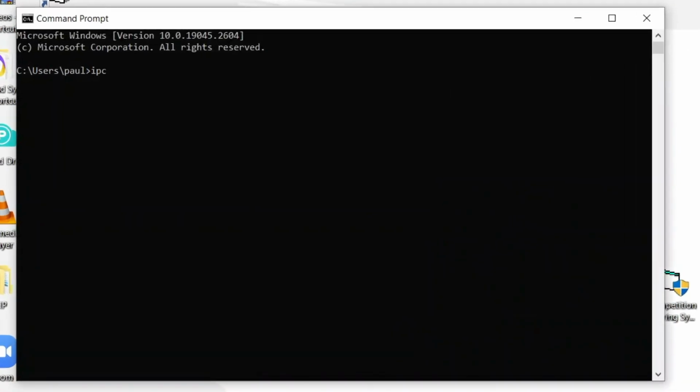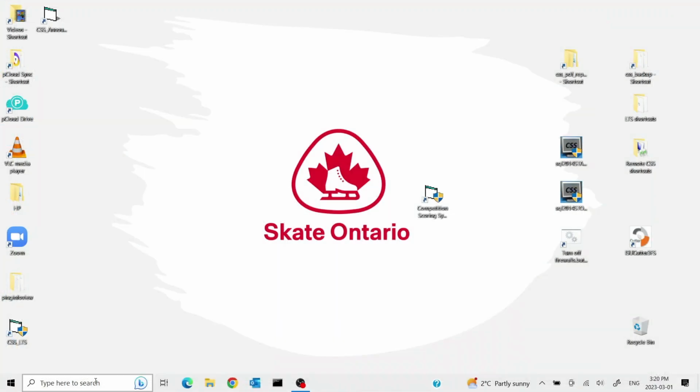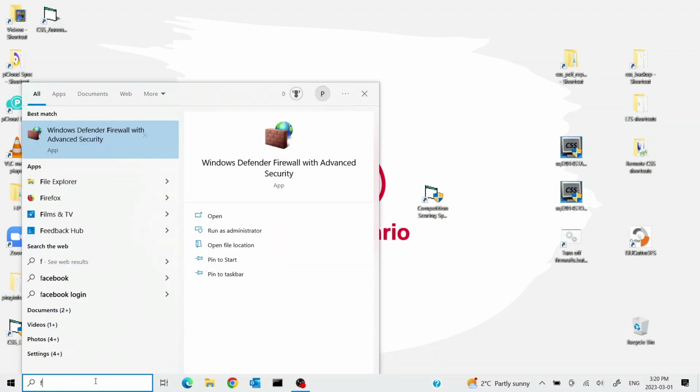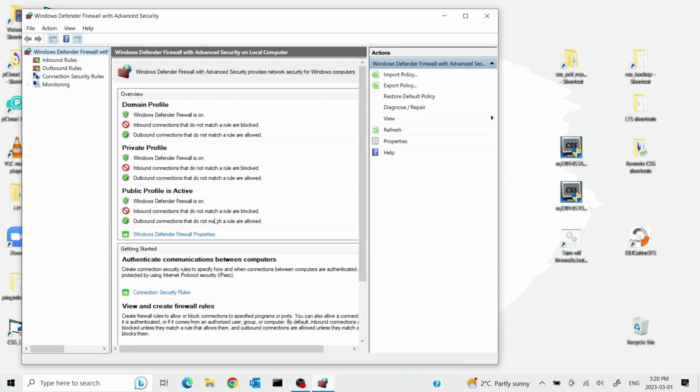The first thing I would do is check the IP address by issuing the ipconfig command, which I described in Module 2 of this video series. When I do that, I notice that my IP address is 192.168.6.50 as expected. So the next thing to check is that the Windows firewall is turned off. To do that, I can simply type firewall into the Windows search box, then open the firewall. And there's the problem. My firewall is turned on.